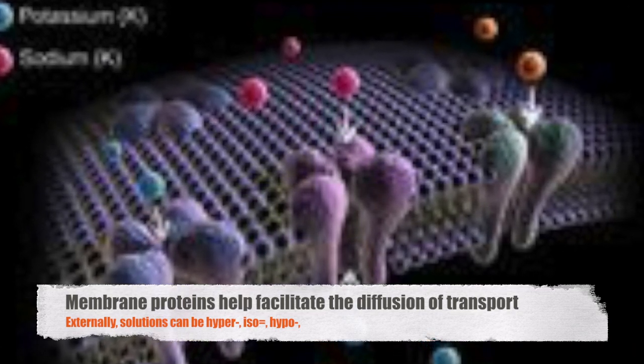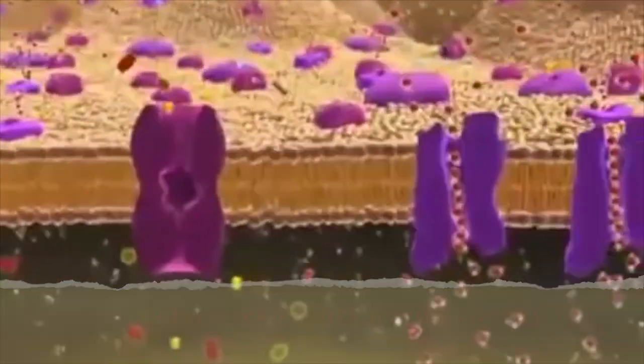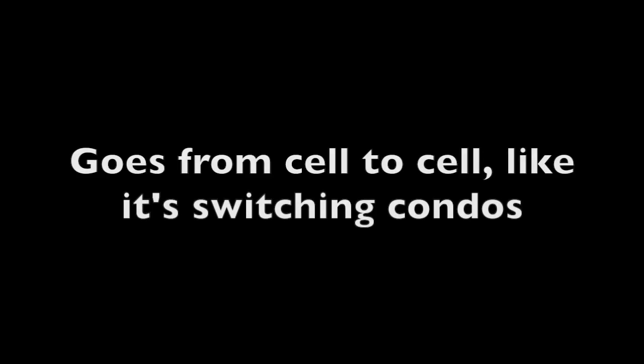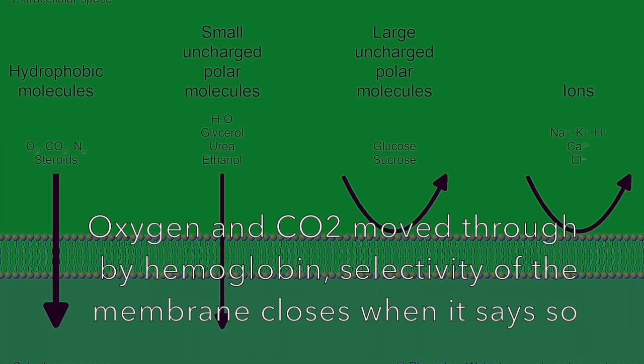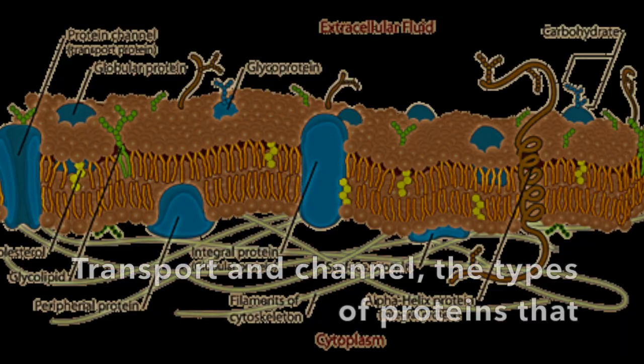Externally, solutions can be hyper, iso, or hypo. Active transport needs energy and sends things on the go. It steps things past the membrane, going from cell to cell. Oxygen and CO2 move through by hemoglobin. The selectivity of the membrane closes when it says so.